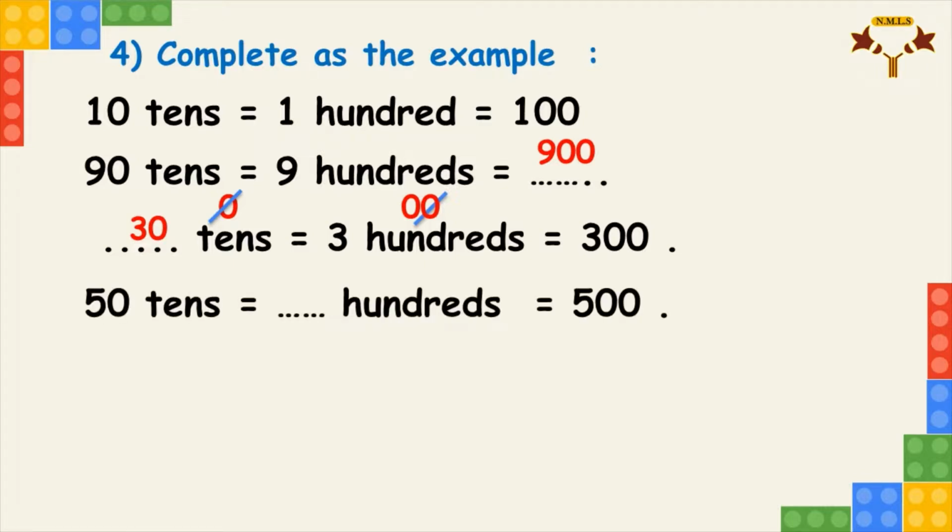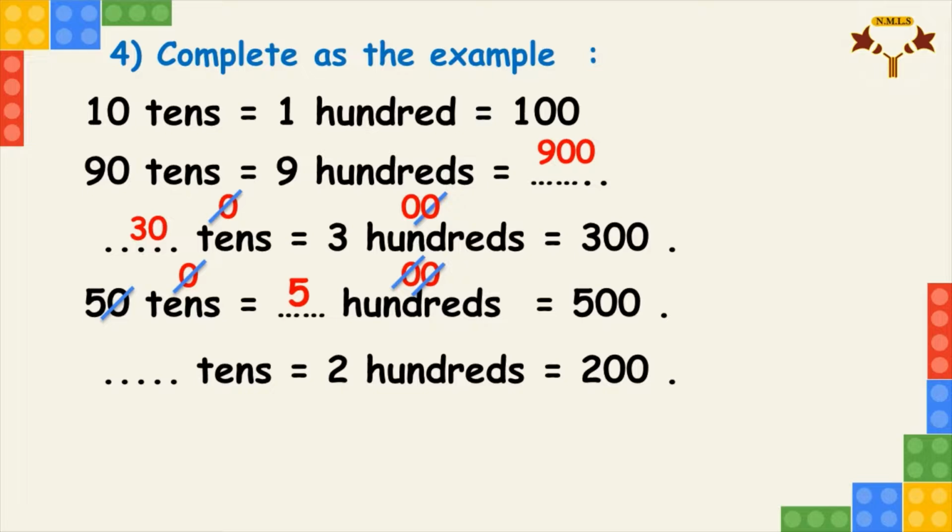Here I have 50 tenths equal how many hundreds? Equal 500. As I know, tenths has 1 zero and hundreds 2 zeros. So I will cancel 1 zero here with 1 zero here and another 0 from the 100 with the 0 here. What is the remaining number? Yes, 5. So 50 tenths equal 500.